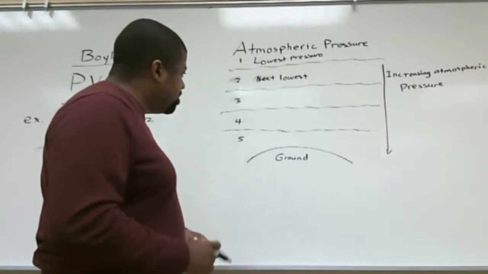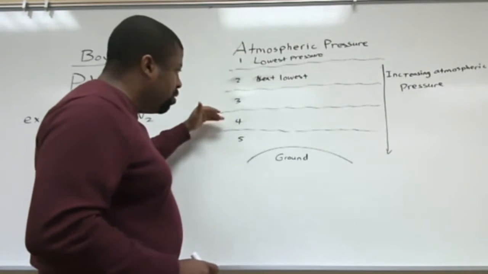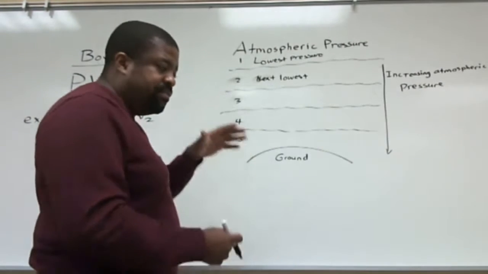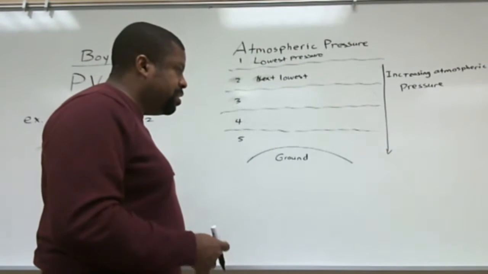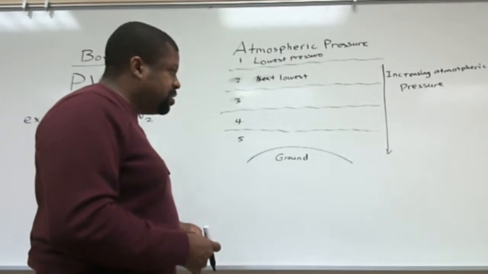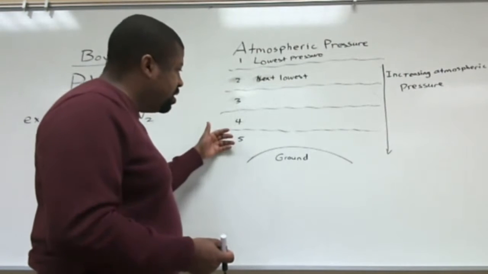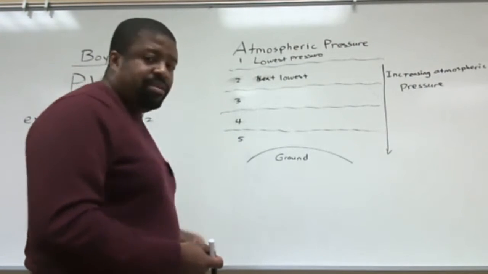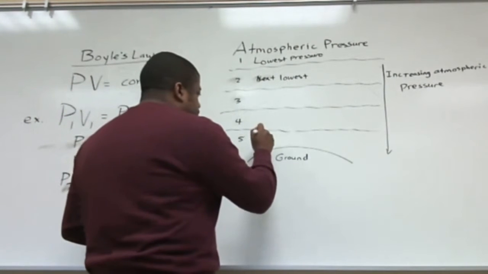Now in layer five, I've got the weight of all these four on top of it, and therefore it gets squished a lot, if you're talking about pillows. Now going back to atmospheric pressure, it's synonymous with what's happening with the pillows: now I've got the weight of all this air on top of layer five. So layer five is the highest.